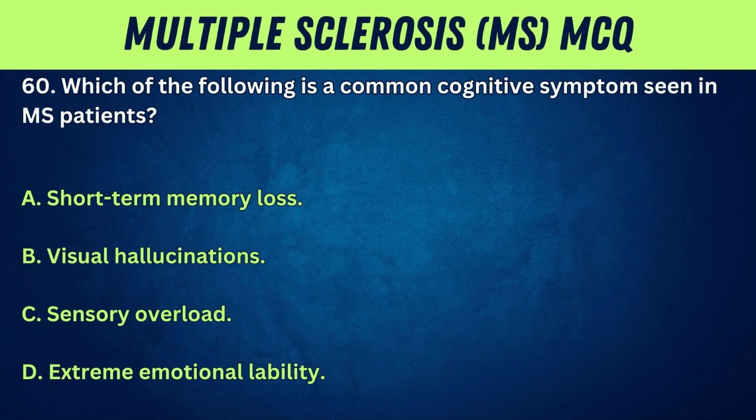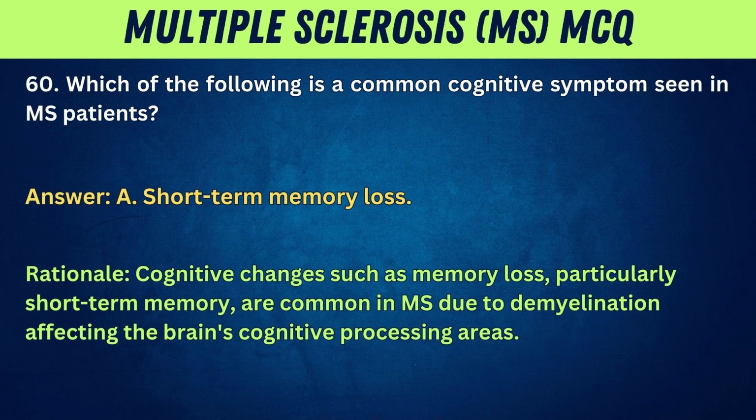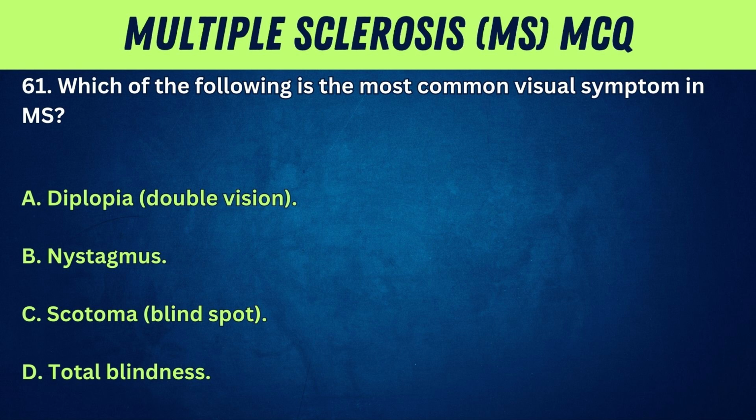60. Which of the following is a common cognitive symptom seen in MS patients? A. Short-term memory loss. B. Visual hallucinations. C. Sensory overload. D. Extreme emotional lability. Answer: A. Short-term memory loss. Rationale: cognitive changes such as memory loss, particularly short-term memory, are common in MS due to demyelination affecting the brain's cognitive processing areas. 61. Which of the following is the most common visual symptom in MS?